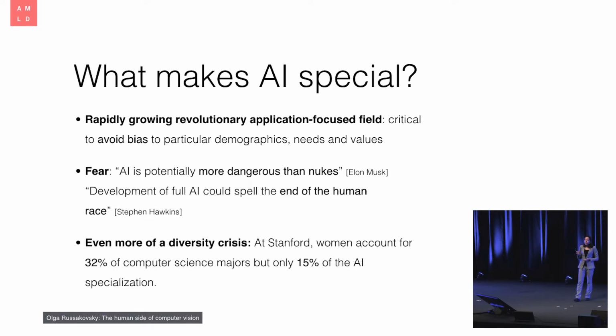And the third reason is that, again, it's very hard to collect statistics for this, but there's even more of a diversity crisis in AI than the rest of engineering. As one data point at Stanford, women now account for 32% of computer science majors, which is very good for computer science, but it's still only 15% of the AI specialization. And there are other statistics as well, like NIPS, for example, which is 13% women and has been for many years.